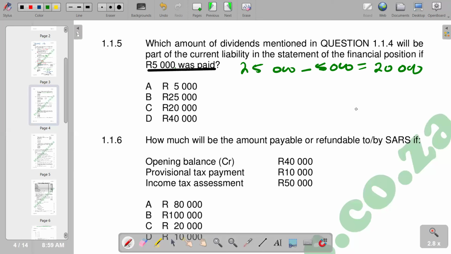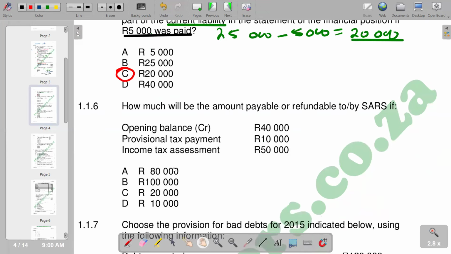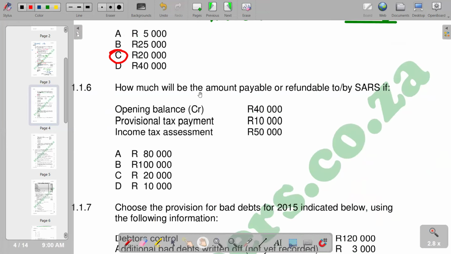So the 20,000 becomes the amount of dividends that is still owing. So that will become a current liability as indicated. So this is what we have. So we have about 20,000 on C. So C becomes the correct response on number 5. Then we go to number 6. How much will be the amount payable or refundable to or by SARS if original balance was 40,000 credit balance?